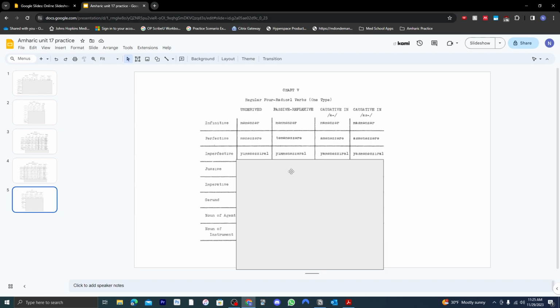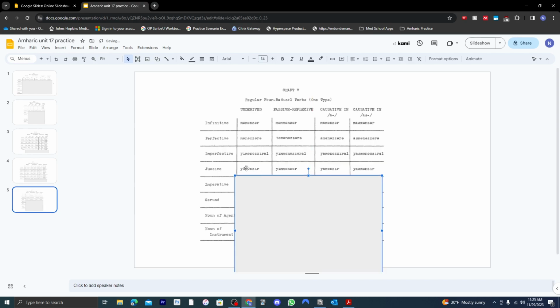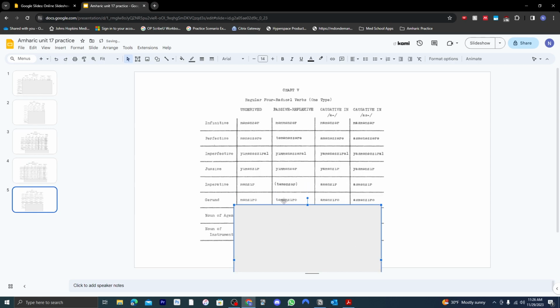Jussive, this without the AL. Yep. Imperative, I think would be the perfective without the E endings. Menzid, temenzid, amenzid, right? Gerund would be the imperatives with an O at the end. Menzido, temenzido, amenzido, amsmenzido.